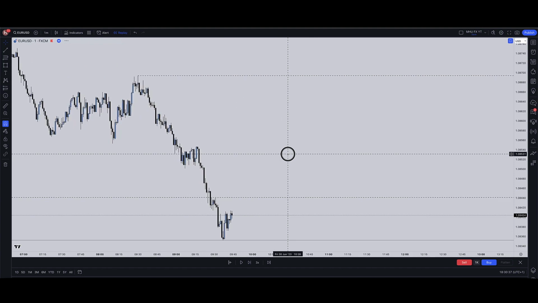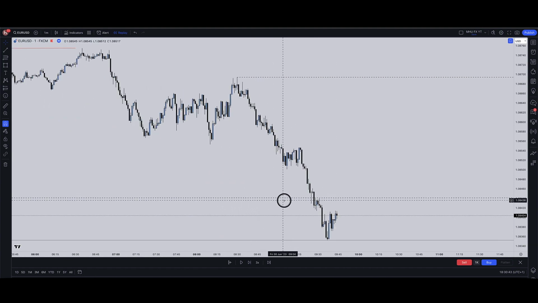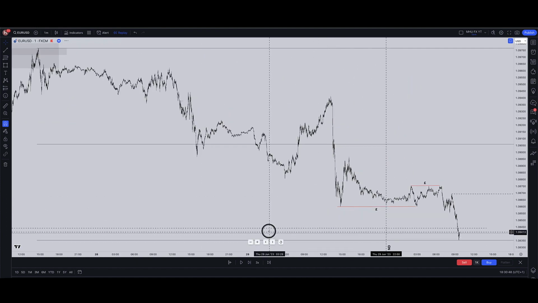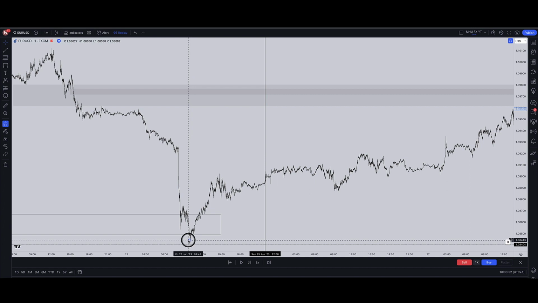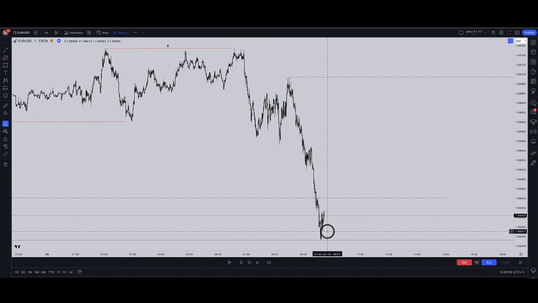I need to make sure, there we go. This is that line that represents the previous week's low. We're trading beneath it now, so let me quickly show you that. You can see previous week's low. There we go. So we're trading within this range now.